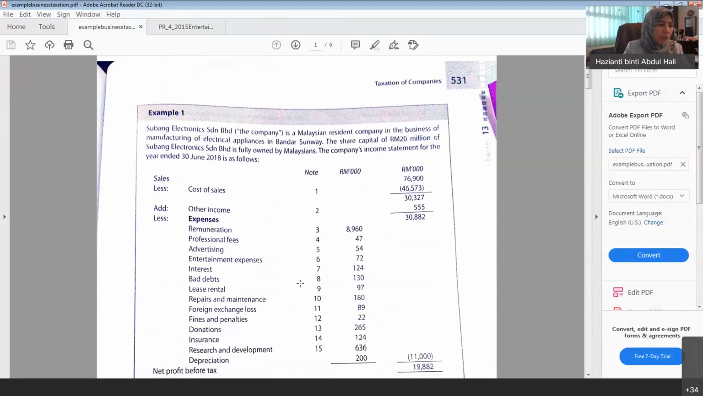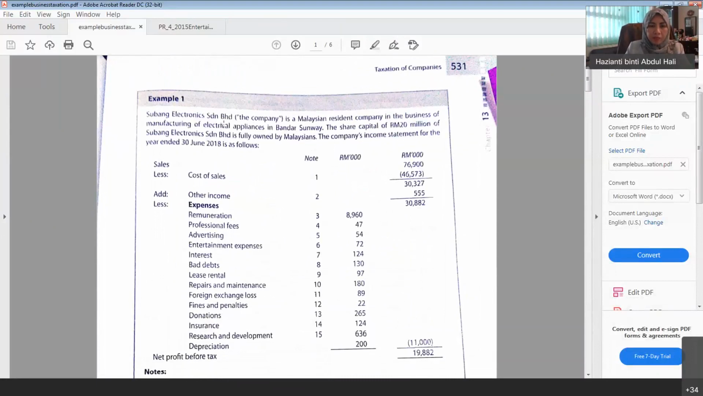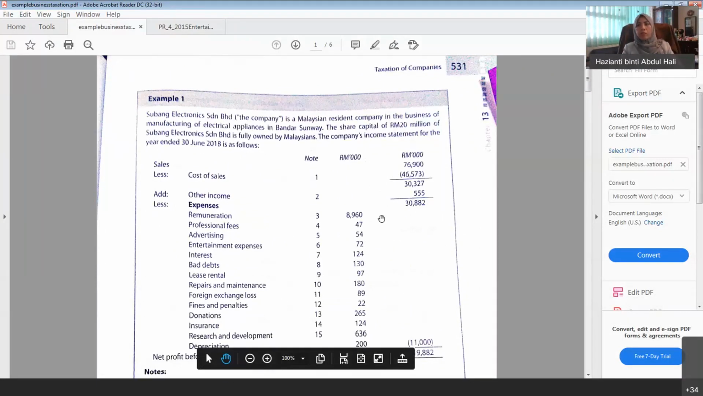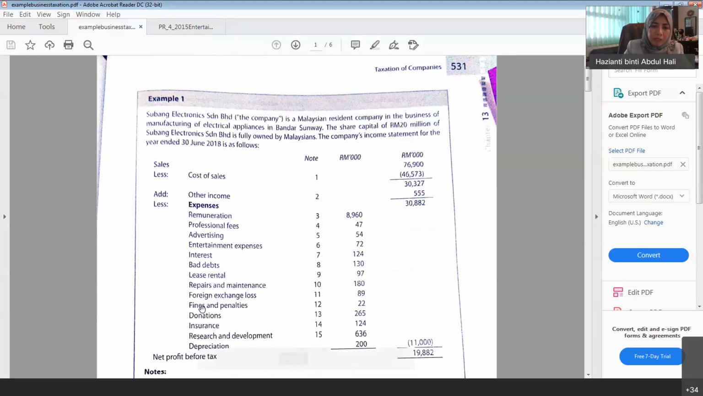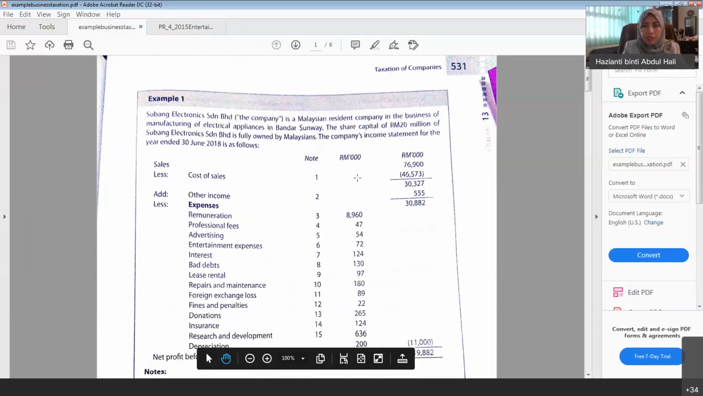Okay, so here we have this company. If you look at this financial statement, if you're familiar with accounting financial statements, I hope you are, because you have studied accounting papers, right? You have business accounting and practices in financial accounting. So you should be familiar with this format. So this is the income statement or profit or loss account. This is actually prepared based on accounting standard, not taxation rules, whereby we have sales, we have cost of sales. So all these are according to accounting standard. We have to add other income and also minus all the expenses related to the business.